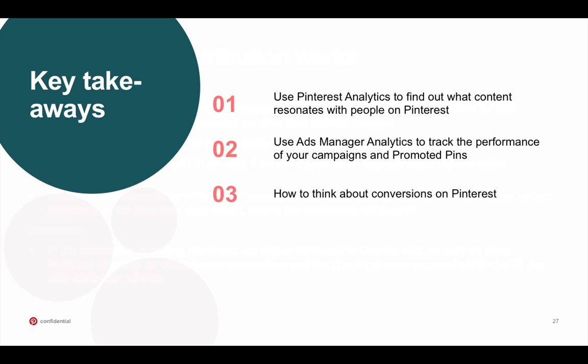Great. So from this presentation, you've learned 3 things. One is how to use Pinterest analytics to find out what content is resonating with people on Pinterest. And then the second is how to use Ads Manager Analytics to track your performance, and a few tips on how to look at promoted pin data and optimize on keywords and interests. And then lastly is how to think about conversions on Pinterest, because Pinterest is a place where people come to plan things. So we need to leave a longer attribution window to truly capture the conversions that Pinterest is driving to your business.